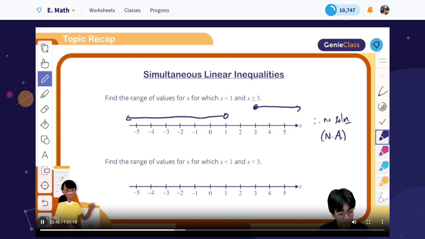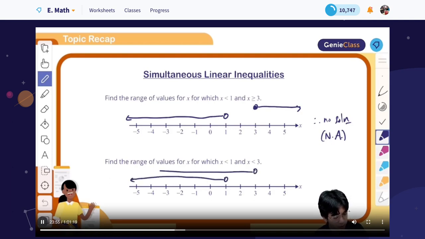Now if x is less than 1 and x is less than 3, we have a white circle to the left, white circle to the left. So the shared region will be this part here, right? So the answer will be x less than 1.